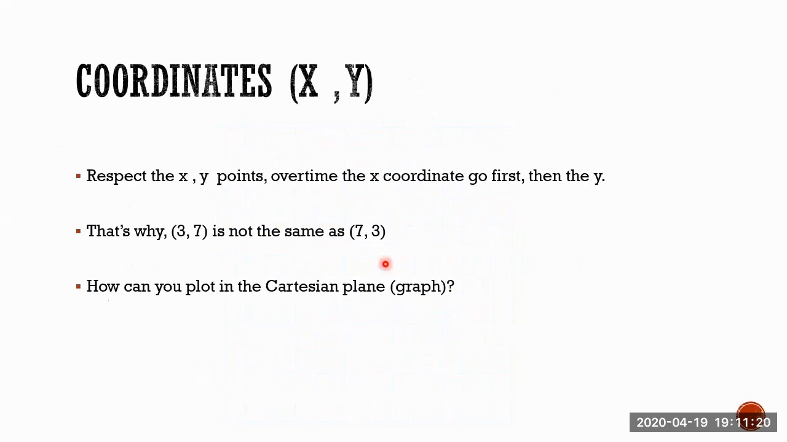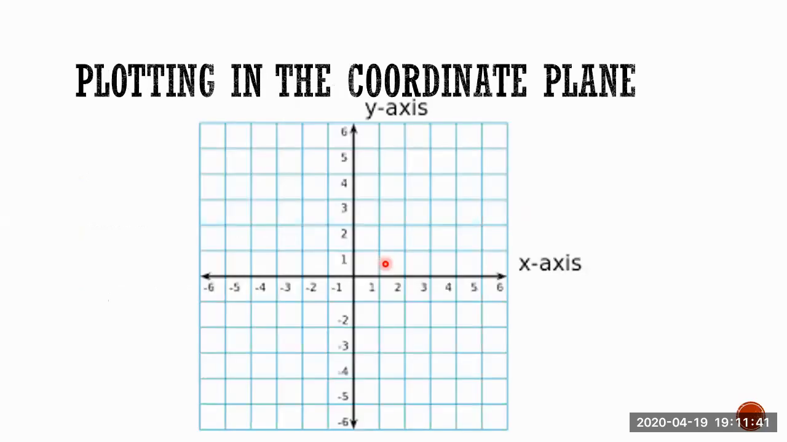So coordinate x and y, respect the x and y points every time. The x coordinate goes first and then goes the y. It's not the same 3, 7 as 7, 3. And how can you plot in the Cartesian plane? I'm going to show you 1 or 2 little examples and that way we conclude.